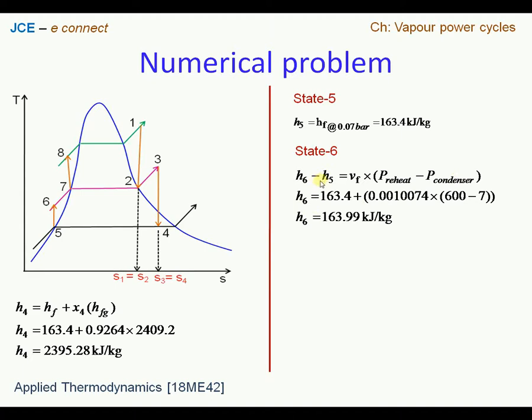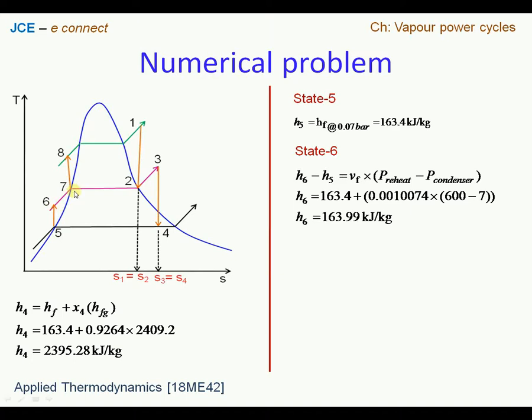Therefore we have the pressure difference existing between the reheat pressure and the condenser pressure. So we are going to take H5 to the other side of the equation, and we straightforwardly substitute the values from the data table at 0.07 bar, and VF at state point 5 we get from the data table, into the reheat pressure, which is 6 bar. We have substituted that in terms of kilopascal as 600 kilopascal, and pressure as 0.07 bar, which we have substituted in terms of kilopascal as 7 kilopascal. So working out this equation we are going to land up with a value of H6 equal to 163.99 kilojoule per kg. So with this we have completed the enthalpy at state point 6.